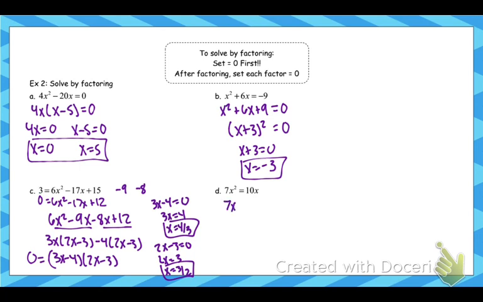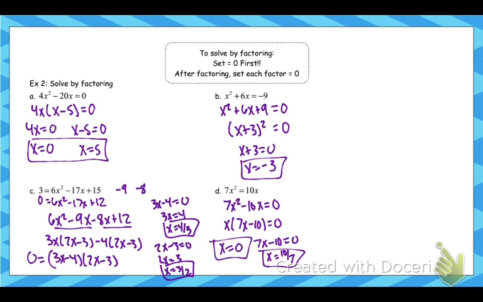So set this equal to 0, then factor out your GCF. In this case, my GCF is x. So now, yes, I do get 7x minus 10 equals 0. So x equals 10/7. That is one of my answers. But what I'm losing is this one right here. Another answer here is that x equals 0. So just be careful to make sure that you get all of your solutions.